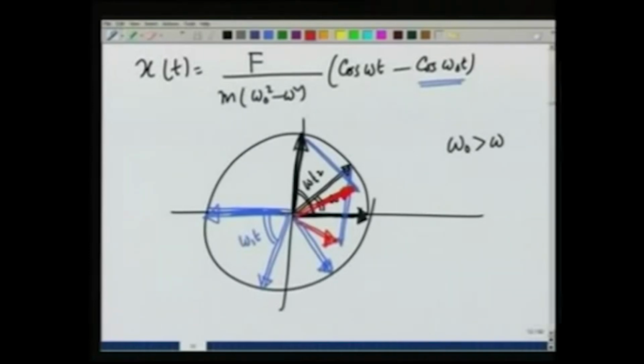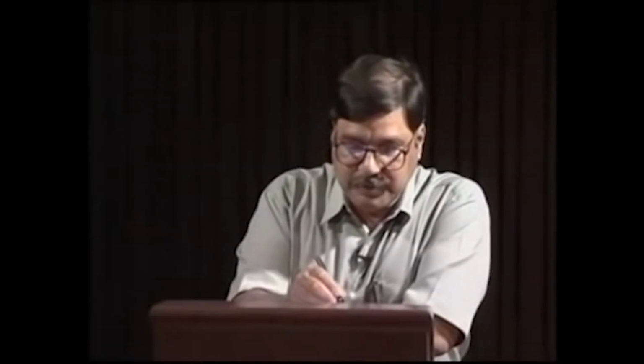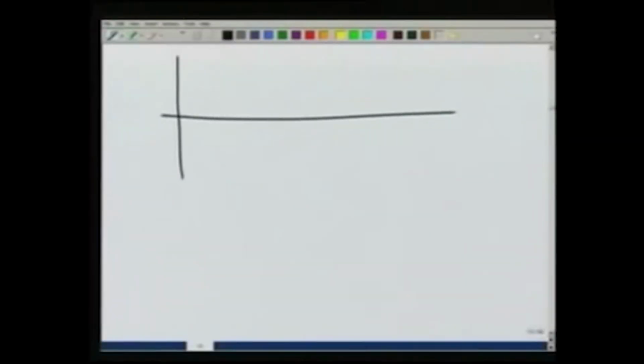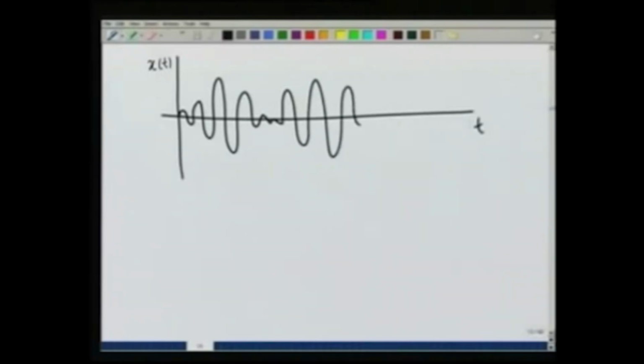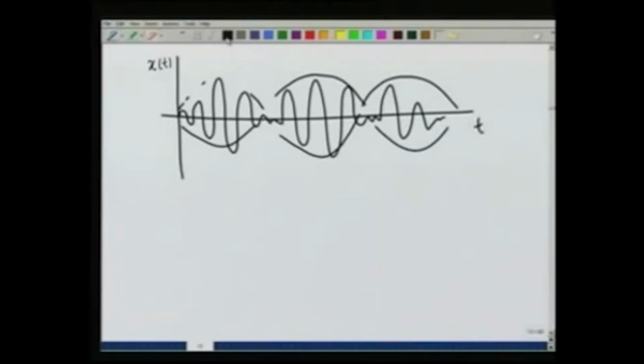If I were to plot this displacement on a displacement versus time plot, it would look something like this. It starts, the amplitude goes up, comes down, starts again, goes up, comes down, goes up, comes down, and so on. So, the amplitude changes with time. I have given you a general behavior when these two frequencies are superimposed.